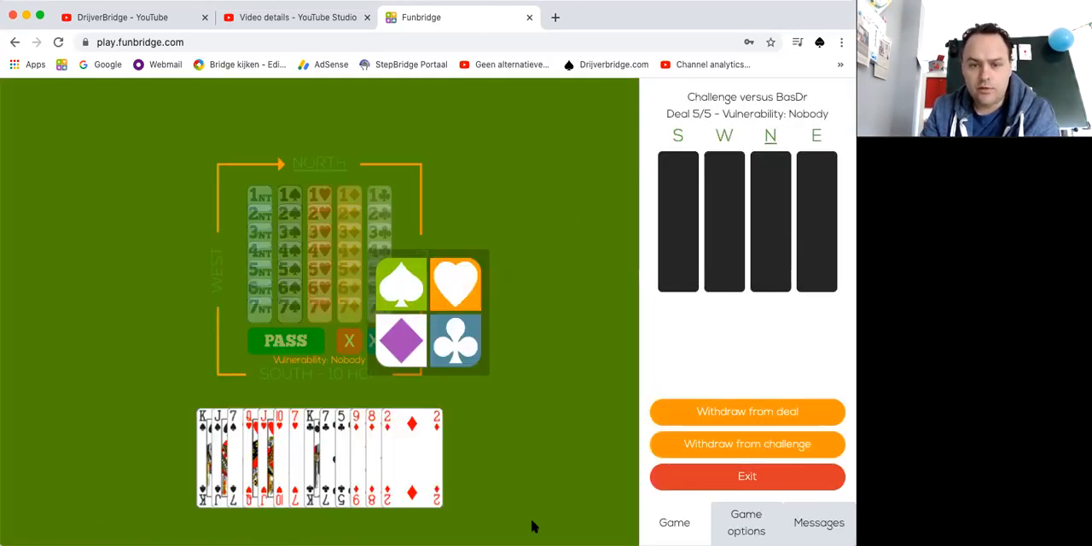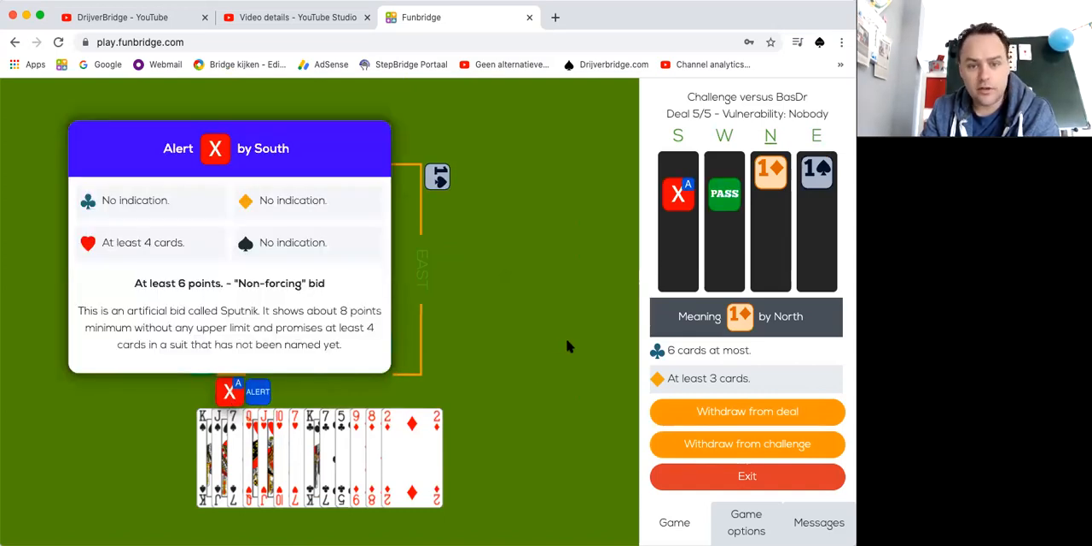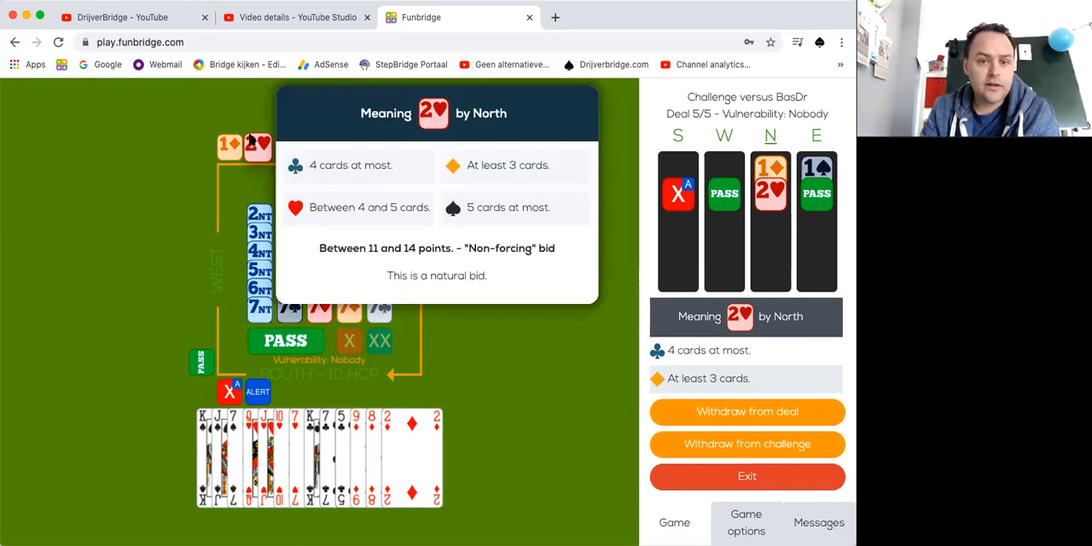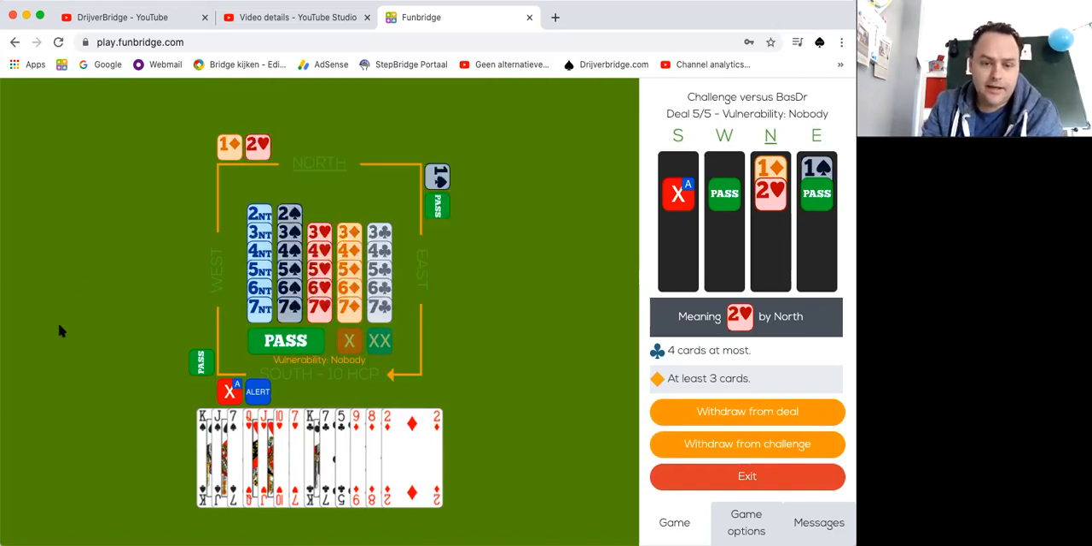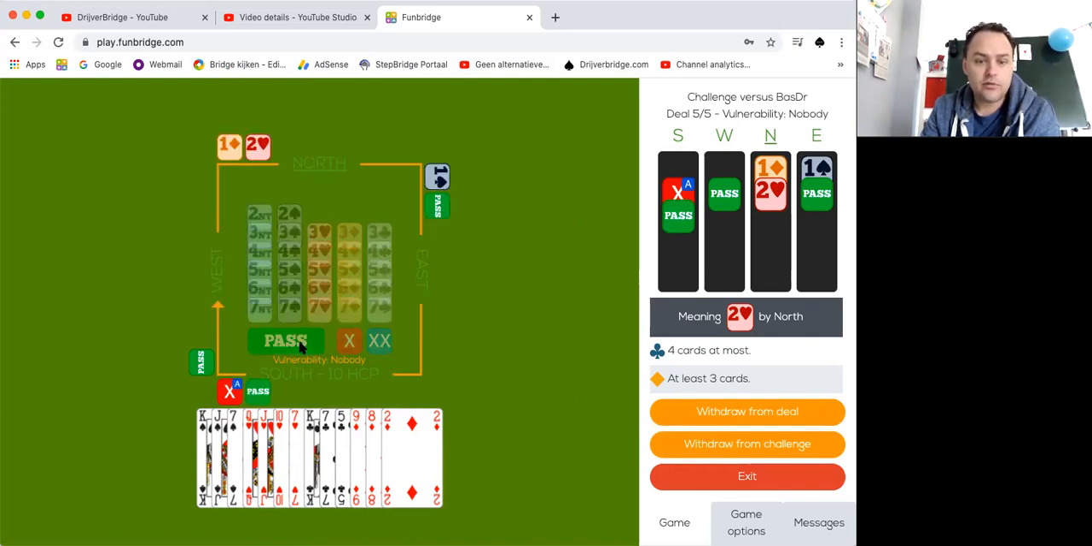So last deal. One spade, double because we have four hearts and eight or more points. I think it will be at least six, yes. Now we only have 10. Yeah. And this is a non-forcing bid, of course, so we really have nothing extra to bid.